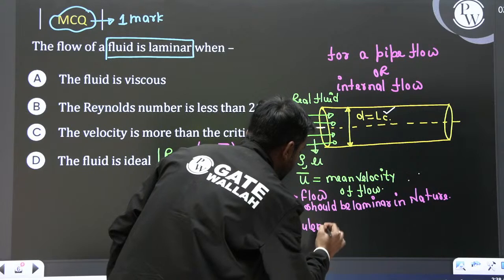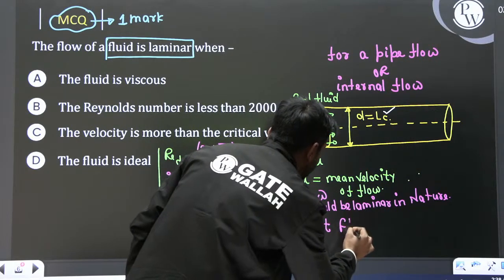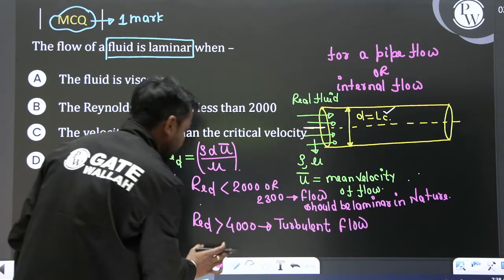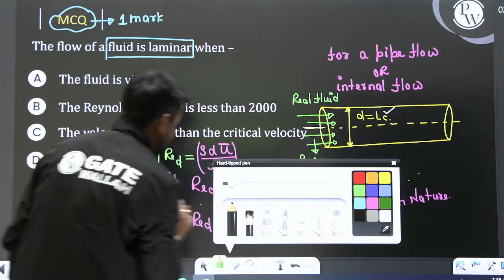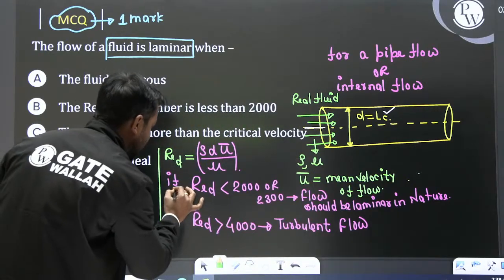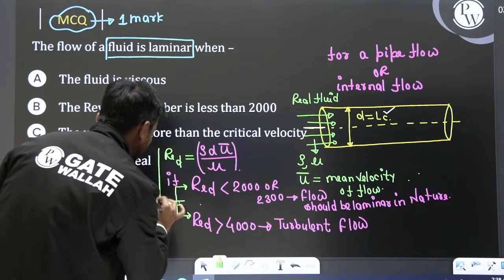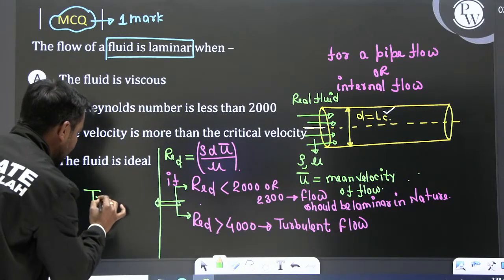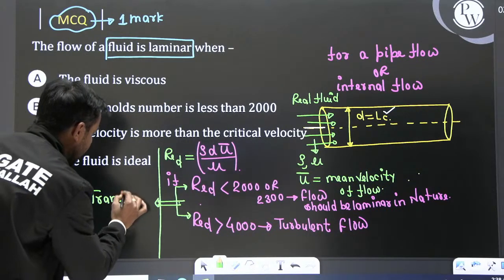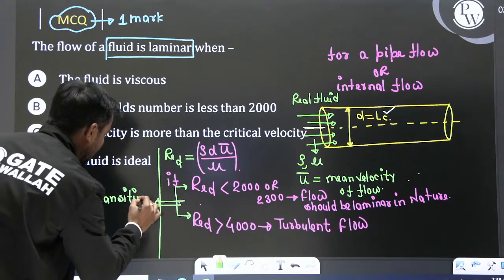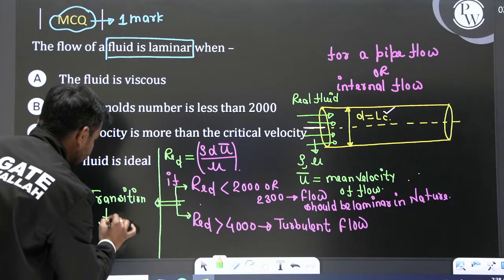Flow should be turbulent inside the pipe. And what about the Reynolds number? If it is greater than 2000 and less than 4000, in between this range the flow should be a transitional flow. You can say transitional type of flow.